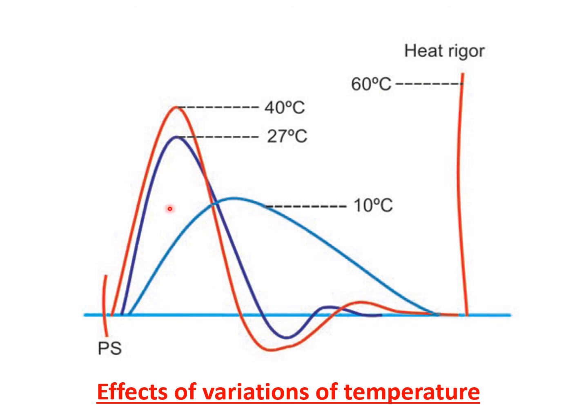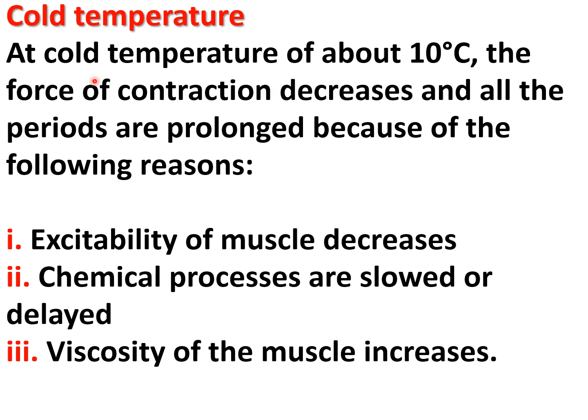So this is a graphical recording of the effect of temperature. So this is 40 degrees centigrade. So you can see all the periods of the simple muscle twitch are decreased, like latent period, contraction period and relaxation period. Now cold temperature. At a cold temperature of about 10 degrees centigrade, the force of the contraction decreases and all the periods are prolonged because of reasons like excitability of the muscle decreases, chemical processes are slowed or delayed, and viscosity of the muscle increases.